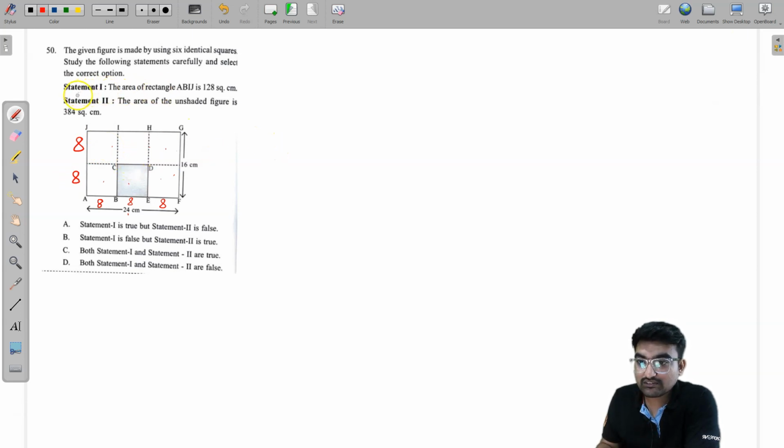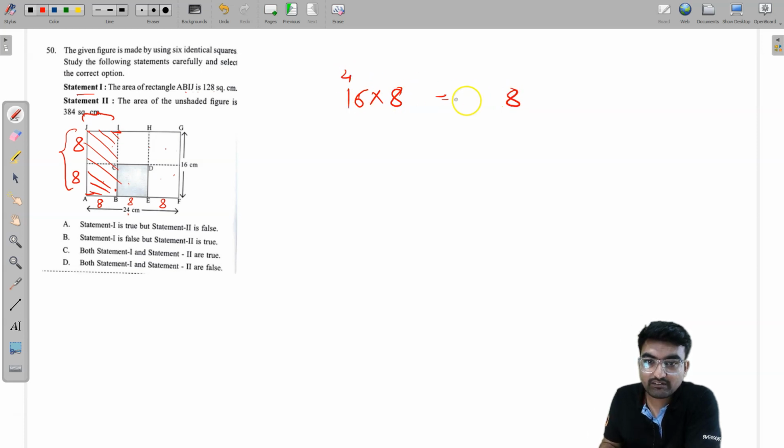Now statement 1: the area of rectangle ABIJ is 128 square centimeters. So we have to find the area of this rectangle. That is 16 into 8, because this is 16 and this is 8. Let's calculate: 8 sixes are 48, so 8 carry 4, 8 ones are 8 and 4 is 12, so that is 128 square centimeters. Correct? So statement 1 is true.